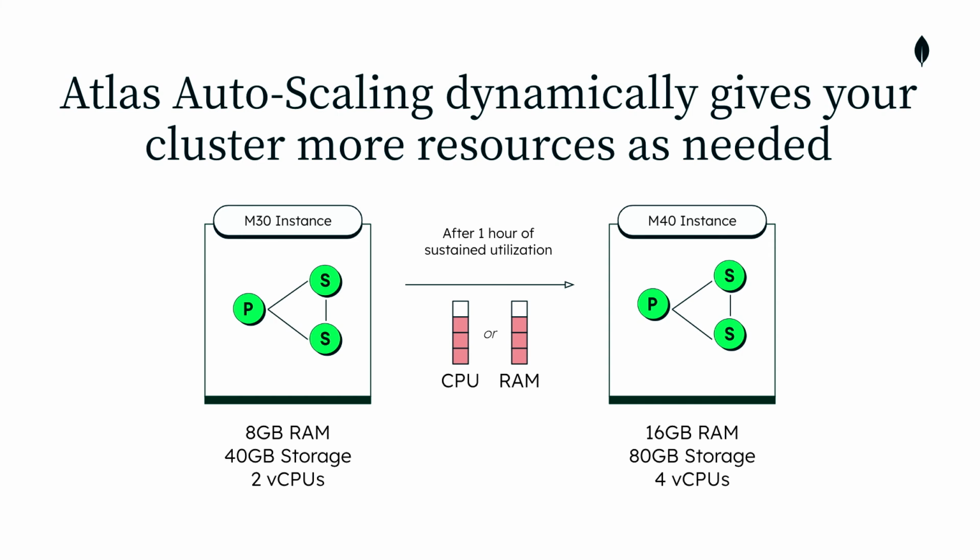As you can see, going from an M30 to M40, we're doubling the amount of RAM, doubling the amount of storage, and doubling the amount of virtual CPUs that the cluster can experience. And this is really great because if you're someone whose cluster is really starting to see an elevation in workload, you don't want to be the one managing the scale up yourself. Let Atlas do that for you. We'll monitor the metrics, and this is how you can provision your cluster to have enough resources.